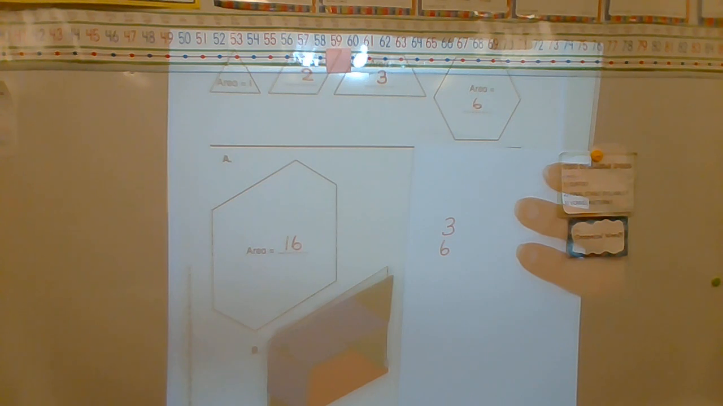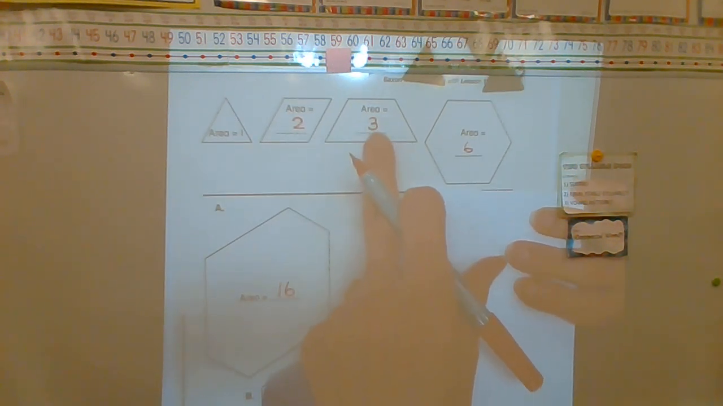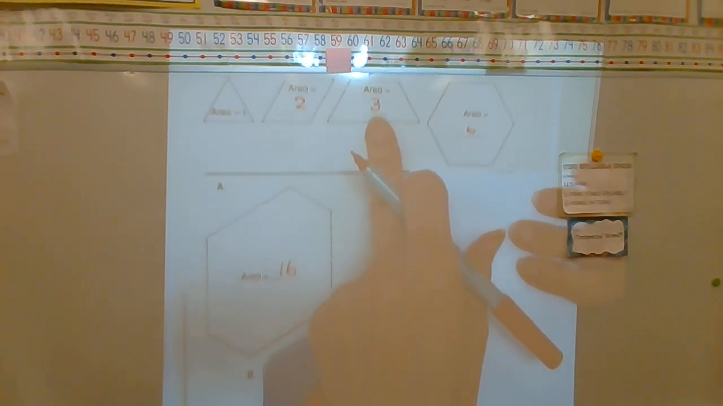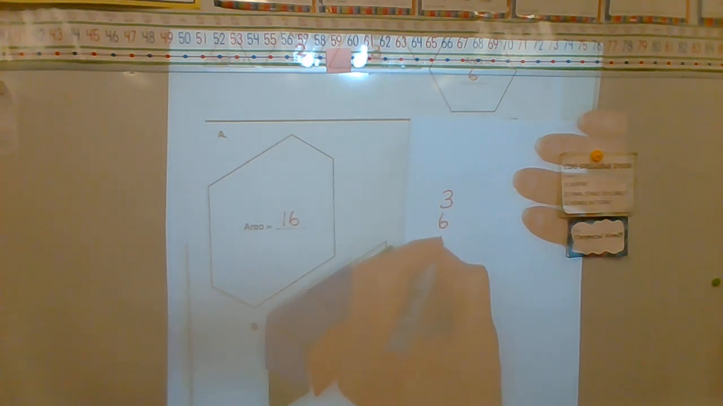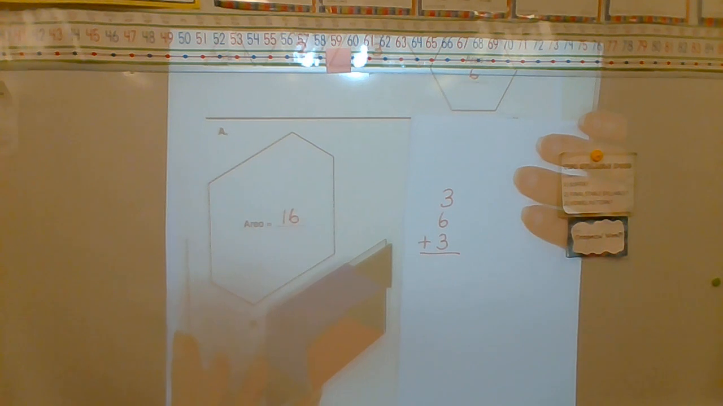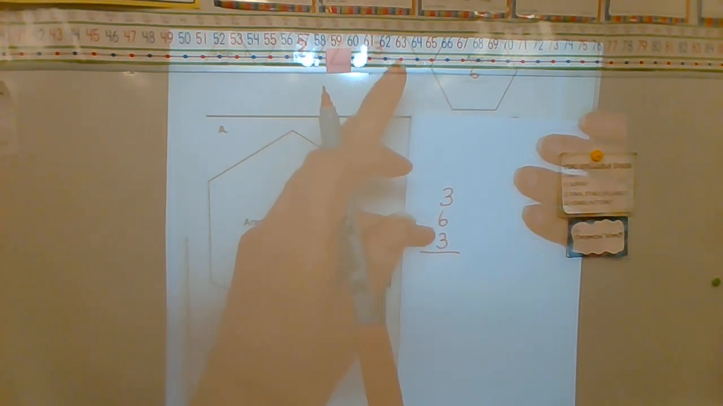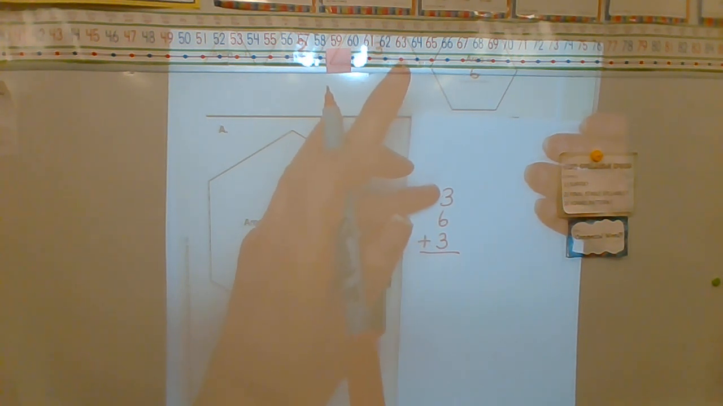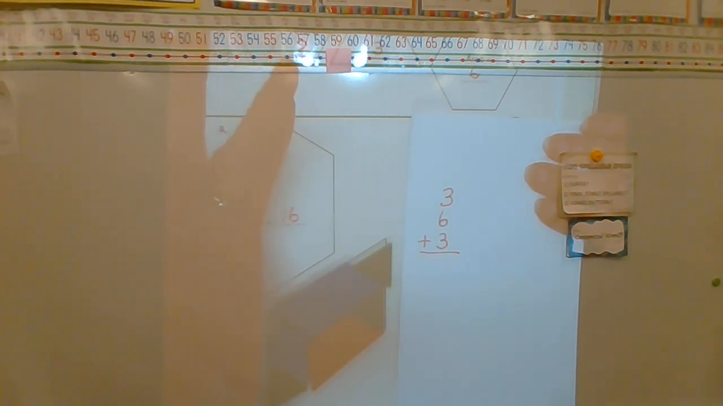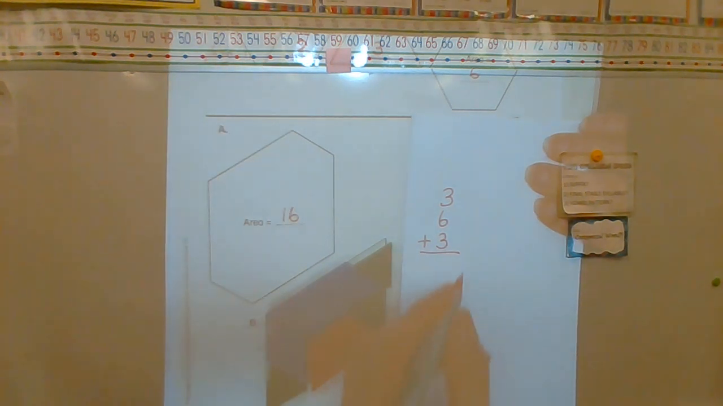Do I have any red trapezoids? Yes, I have 1. What's the area of the trapezoid? That's right, a 3. So I can add another 3. What is 3 plus 6 plus 3? Now you might have seen the doubles and thought, what's 3 plus 3? That's 6. So what's 6 plus 6? Well, that shows me 12. So the area for B is 12.